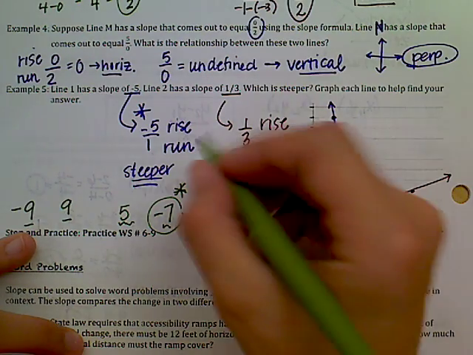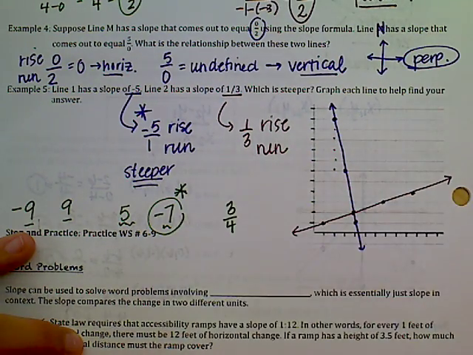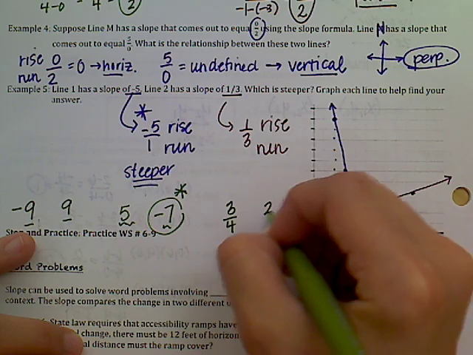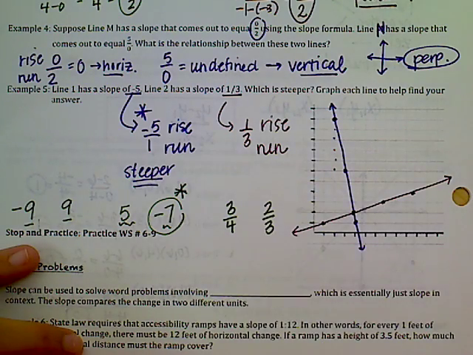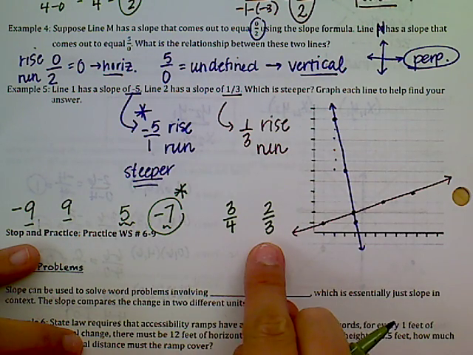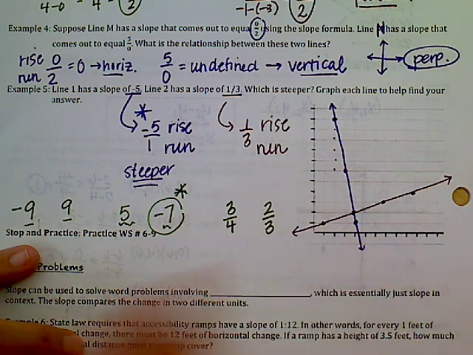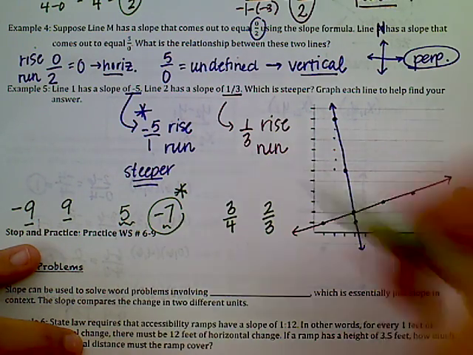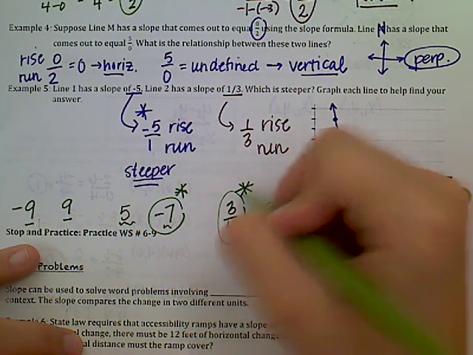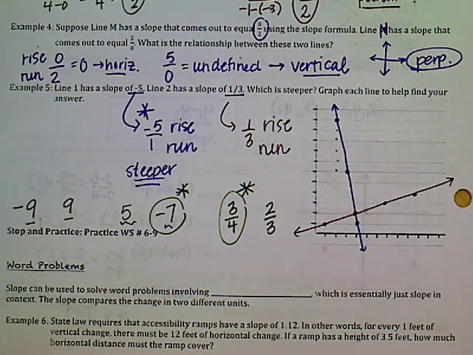One last example. Let's say I have 3/4 and I have 2/3. If you can't compare fractions, that's okay. Put them in your calculator and turn them into decimals, see which is greater. Or you can just graph them on a graph or on a piece of paper or on your whiteboard and just test it out. And 3/4 has a greater value, so it's going to be a steeper line. So you can always depend on that rule.